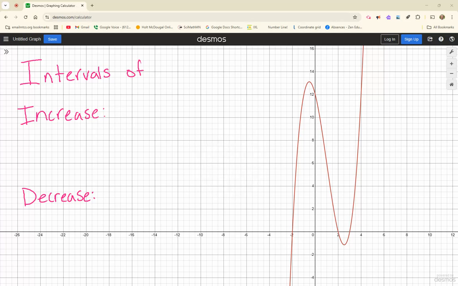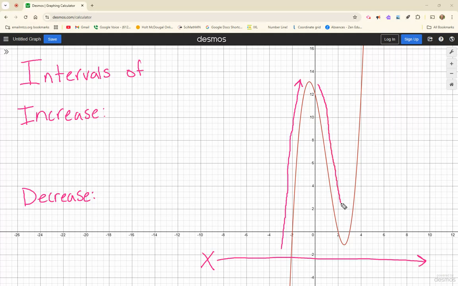Today we're going to talk about intervals of increase and decrease as we observe the graph of a polynomial function. And so really what are we talking about here? Well, we're just talking about the behavior of the graph as we move from left to right, or in other words, as x is getting bigger. So as we move from left to right across this graph, what is the behavior? Well, if the graph is going up, that means the graph is increasing. And if the graph is going down, the graph is decreasing.